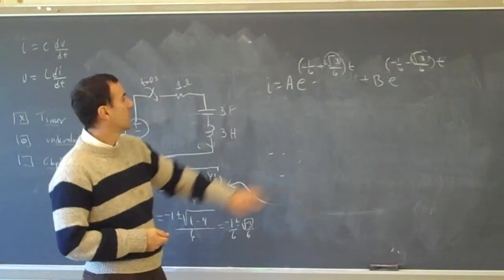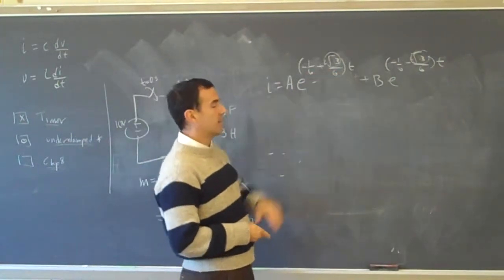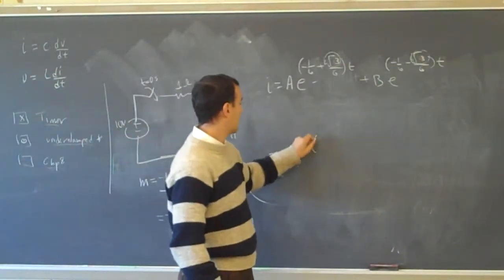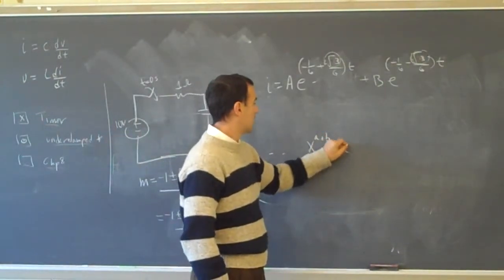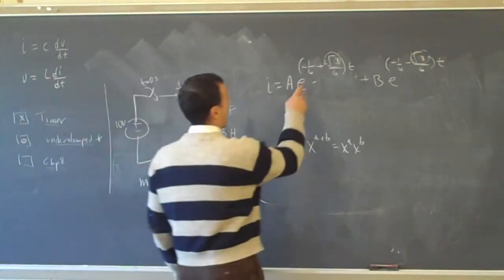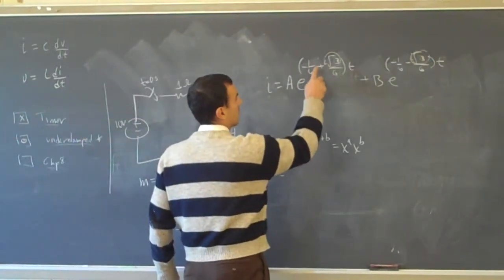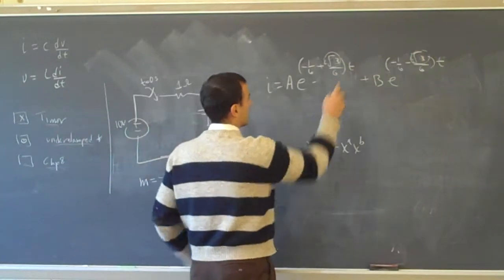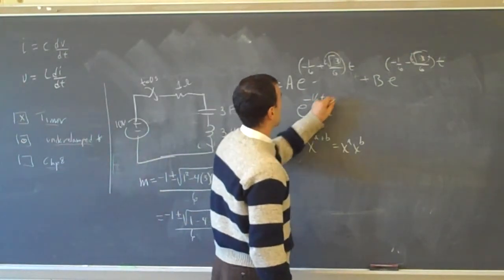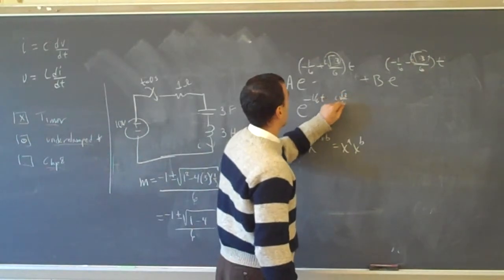The second thing I will do is take e to that and take advantage of a property of exponents. If I have x to the a plus b, that's the same thing as x to the a times x to the b. So if I have e to the negative 1/6 t plus i square root of 3 over 6 t, that's the same thing as e to the negative 1/6 t times e to the i square root of 3 over 6 t.